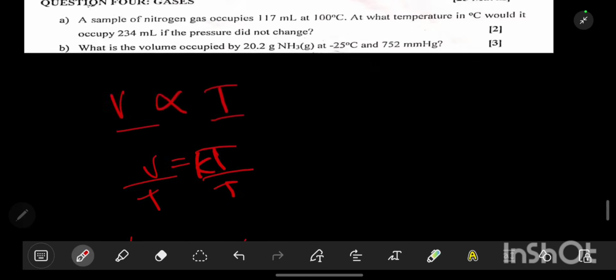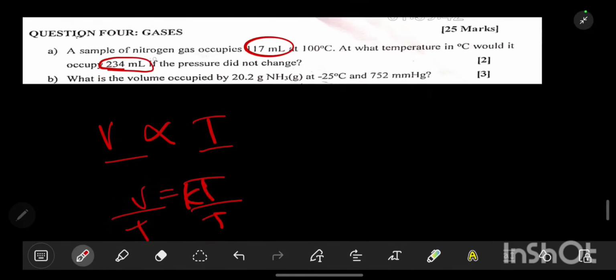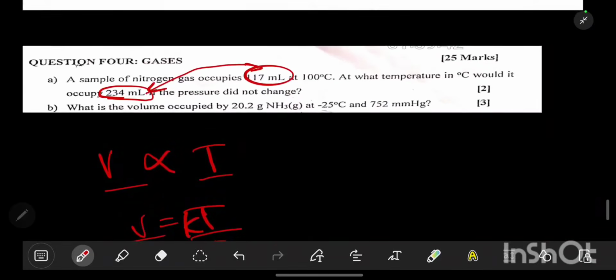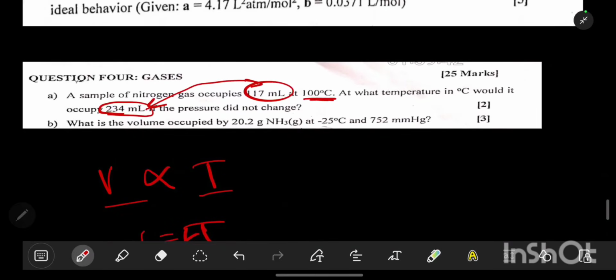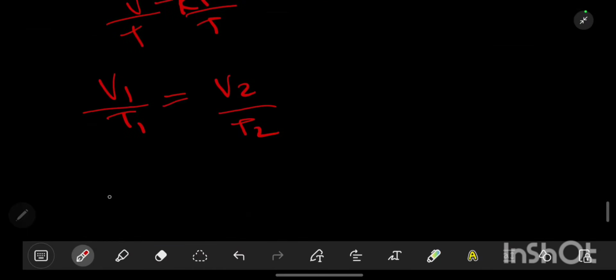The volume number 1 in this case is 117 milliliters. We are asked at what temperature in degrees Celsius it would occupy 234 milliliters. If the volumes are in the same units, you can use them like that, and it will give you the same correct answer. Now let's convert this temperature to Kelvin. According to Charles' law, the temperature always has to be in the absolute temperature, which is in kelvins.